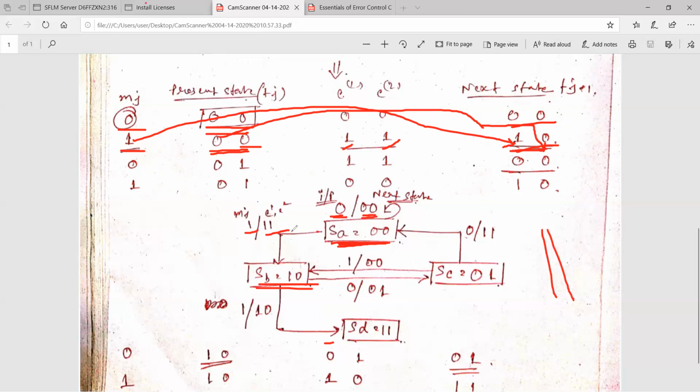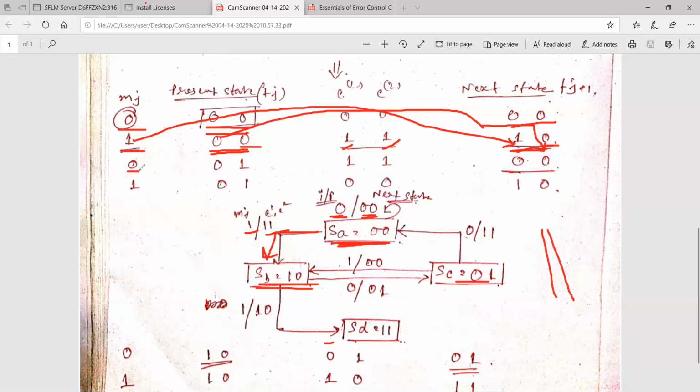So this arrow is going down, that means SA will be going to SB, that means 0 0 will be going to SB, which is 1 0. The condition is when M equals 1 and C1 and C2 is 1 1. Okay. Again, I'm considering the present state as 0 1, so this is 0 1. As well as the message is considered as both values 0 and 1.